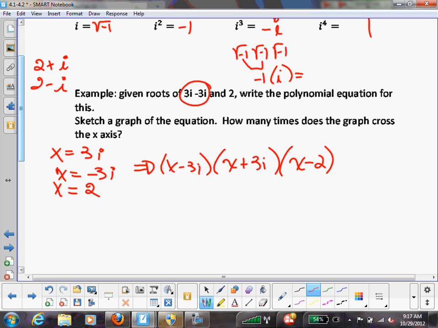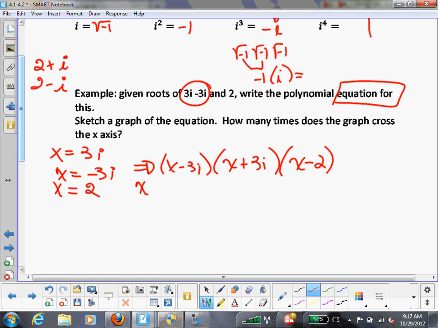So remember, I'm looking for the equation, right? Yeah, the equation. That means I want the polynomial. So we're going to distribute. Now, here's the thing. Which two parentheses do you want to work with first? Yeah, it's because they're going to cancel out. Okay? They're conjugates, and those middle terms will drop out.